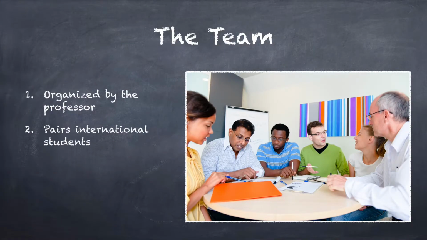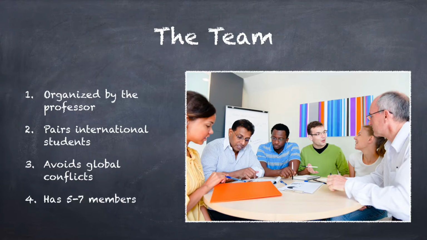2. If at all possible, especially with non-native speakers of English, put at least 2 international students together in a team. 3. Be sensitive to global conflicts when assigning teams. Just talk to students in advance if you have questions. 4. Remember that teams of 5 to 7 students are optimal. If an assignment can be accomplished by less than 5, it may not be best as a team assignment. Likewise, teams of more than 7 can be hard to manage.